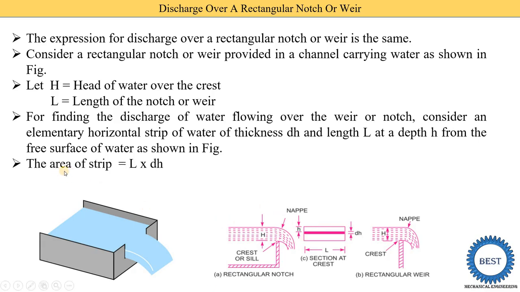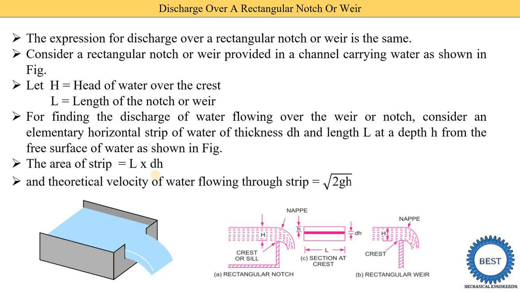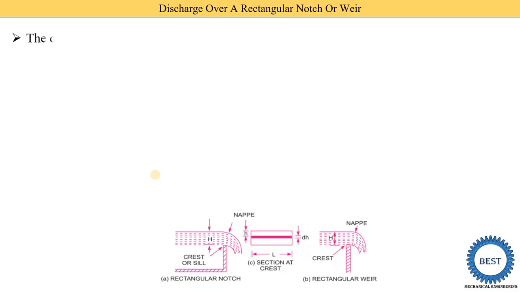First we find the area of the strip. This pink colored portion is the strip, and what is the area? The strip has a rectangular shape, so the area is length into height. The strip length is L, and the height of the strip is dh, so the area is L into dh. Second, the theoretical velocity of the water flowing through a strip. The equation of the velocity is the square root of 2gh, which means velocity is proportional to the square root of h. It is a simple equation that we already studied in another chapter.